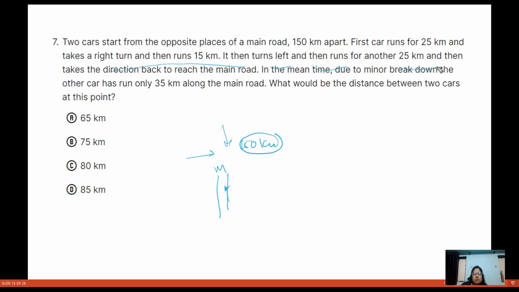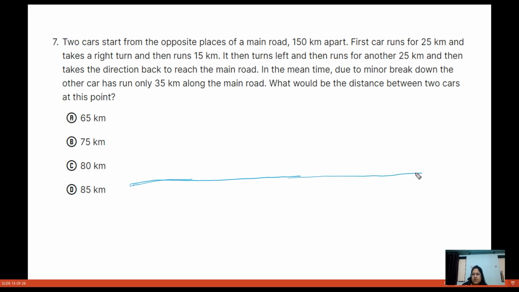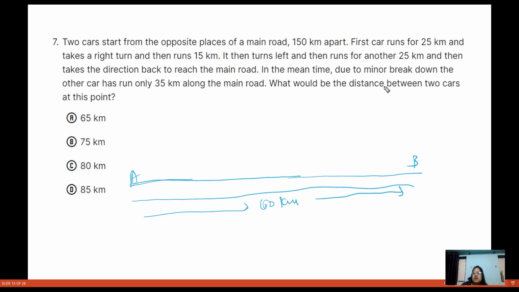First car runs from 25 km, takes a right turn, and then runs 15 km. So basically what we can do here is first of all make a main road. Now they are 150 km apart. Let's name those cars A and B. Both of these are 150 km apart. This is 150 km. Now what is happening?